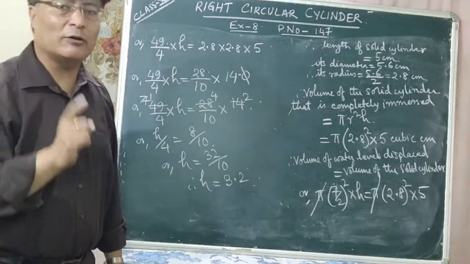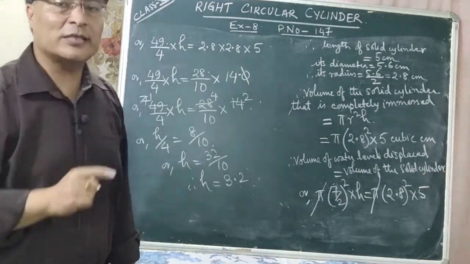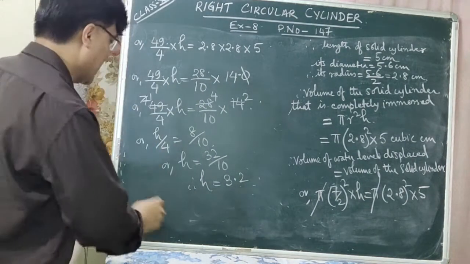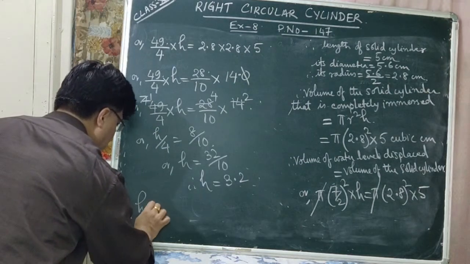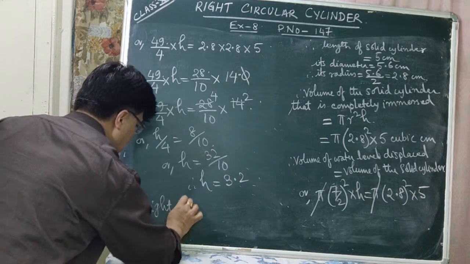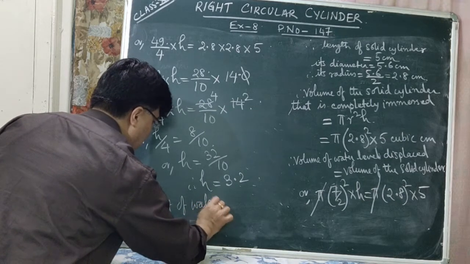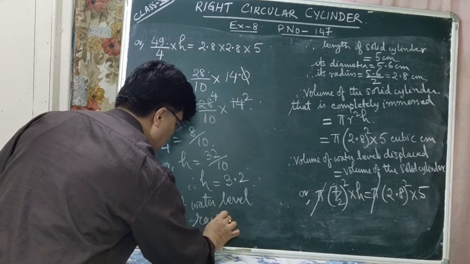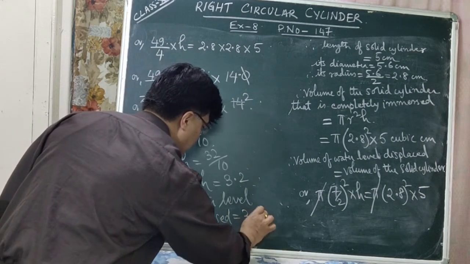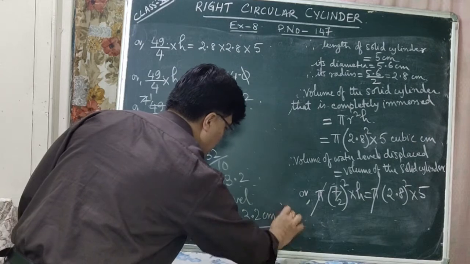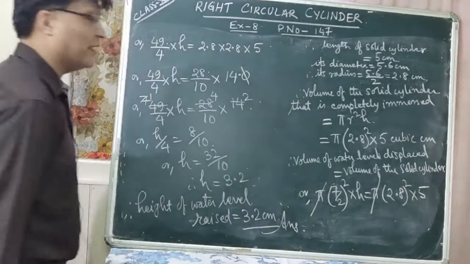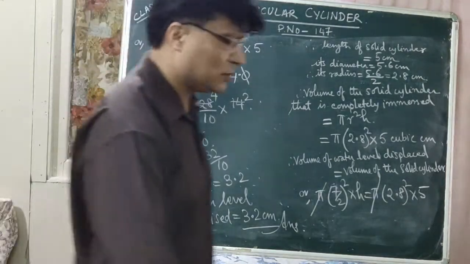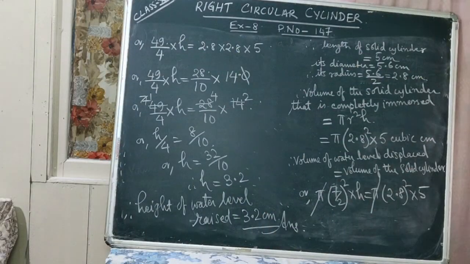Height of the water level raised when that solid cylinder is completely immersed in that water, right? So the answer is, therefore, height of water level raised is equal to, what is the answer? This is 3.2 centimeter. So this is the final answer. So this question is very, very important. So you can copy it. We'll do the next question.